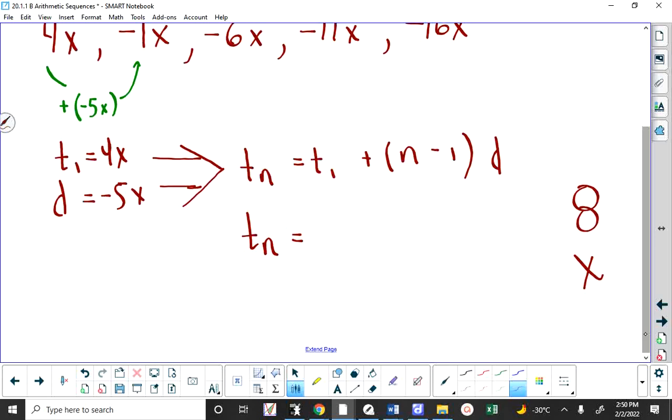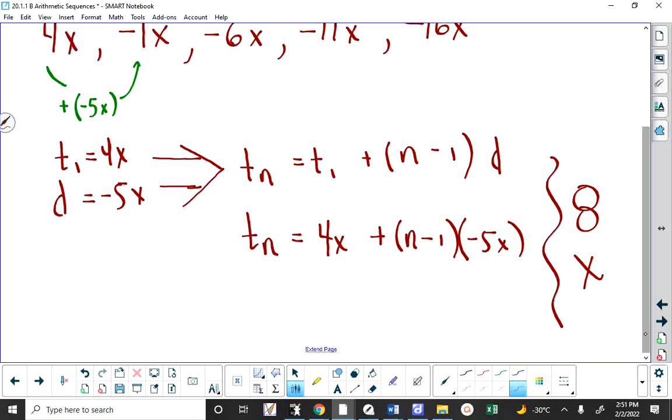So T1 is 4x. What does that mean? It means T1 is 4x. If you said to me, well, no, Mr. Way, seriously, what's the value of T1? I'd say it's 4x. It's not a number. Plus n minus 1 times the common difference, which is negative 5x. Make sure you put that in brackets.